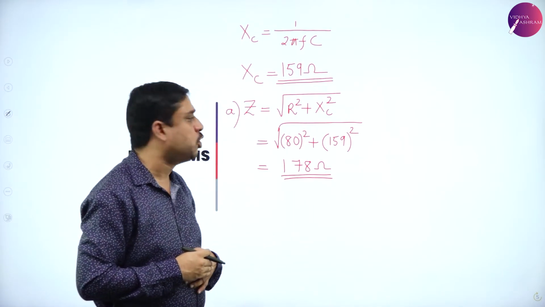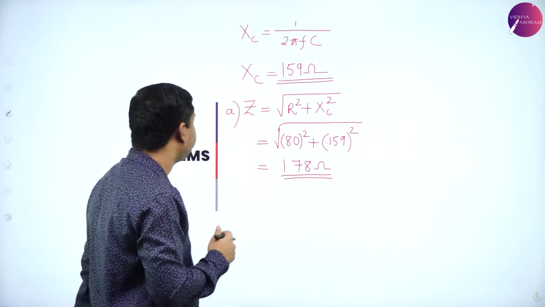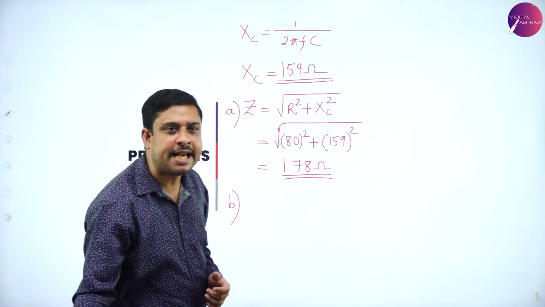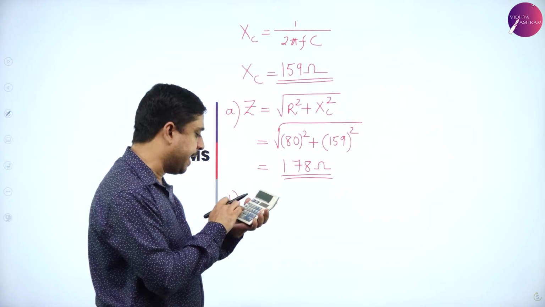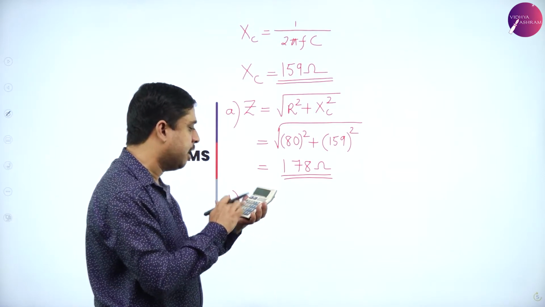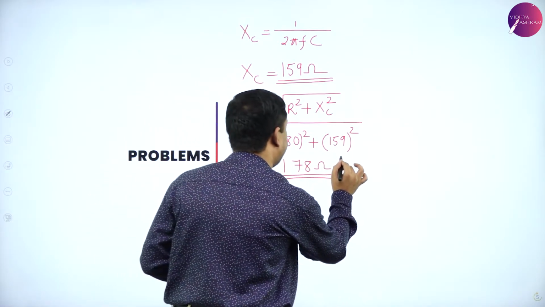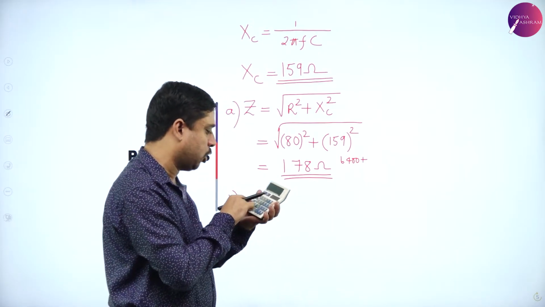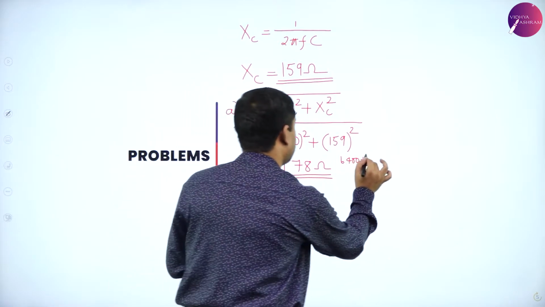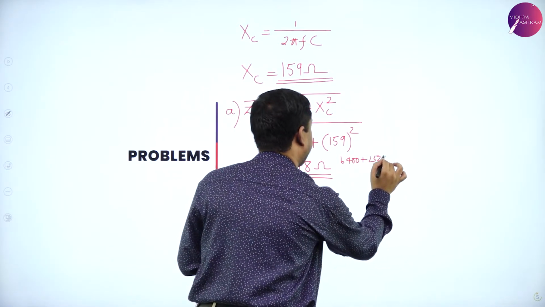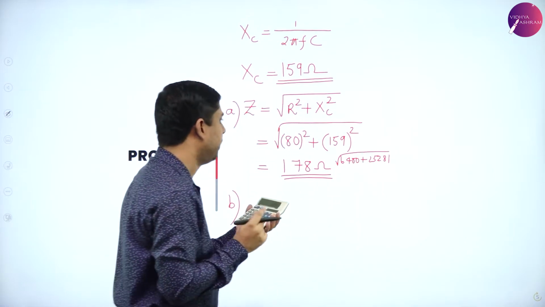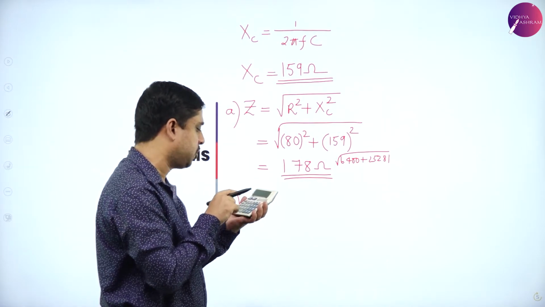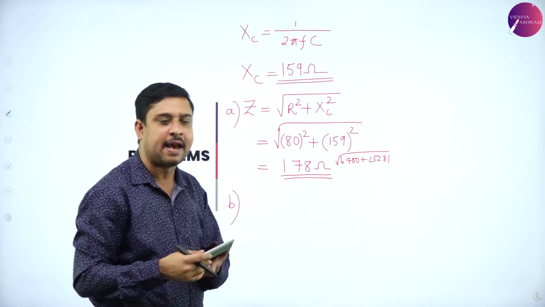So impedance is calculated. Next, 80 square, we'll cross check it again. So 80 square will be 80 into 80, 6,400. This is just for cross checking. Plus 159 into 159 is 25281, the whole square. So plus 6400 is so much. The whole square is 178 ohms.